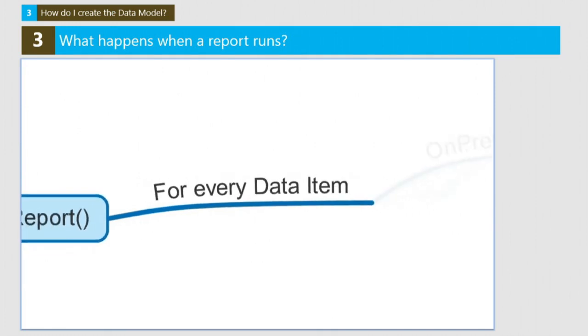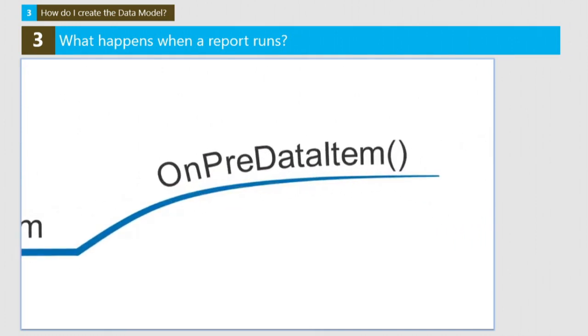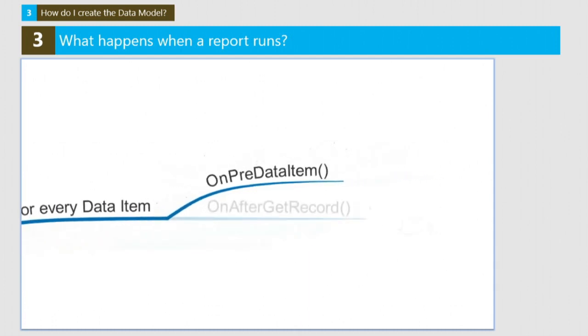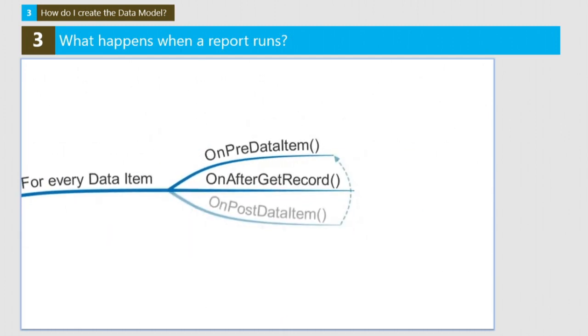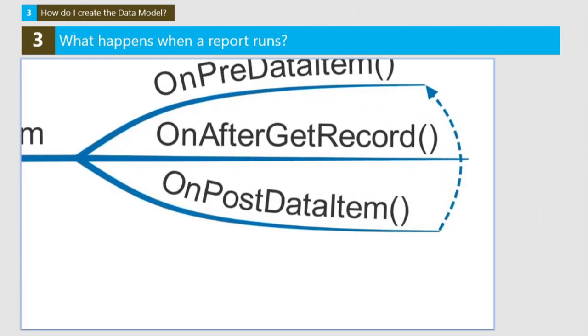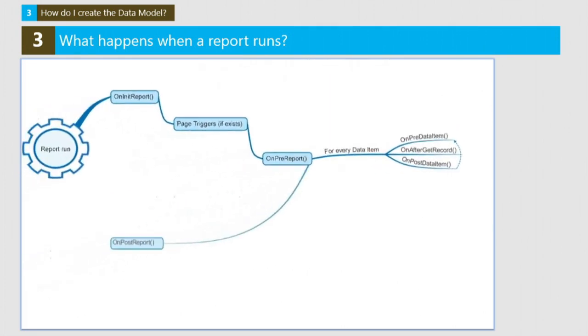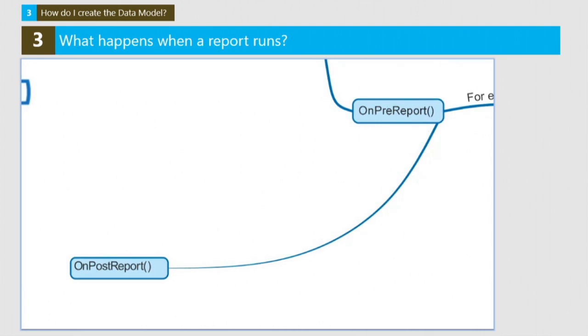Then the system is going to go into the data items, and for every data item, it's going to run the onPre data item trigger, the onAfter get record for all of the records, and then the onPost data item. And if there are multiple data items, it's going to repeat this process. And at the end, the system is going to run the onPost report trigger. So let's have a look at where we can find these triggers in the application.